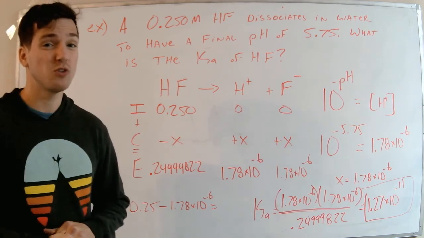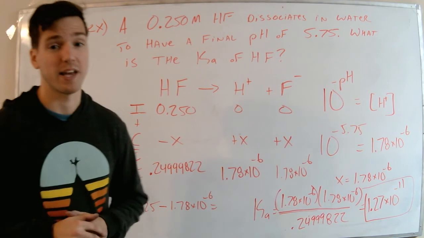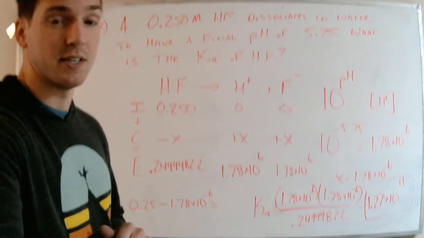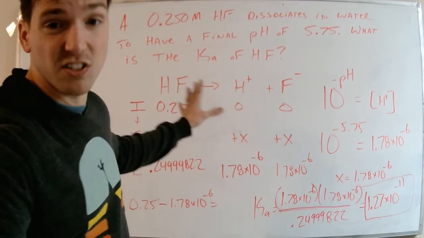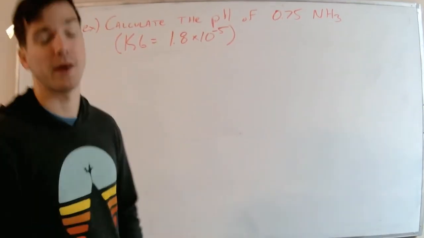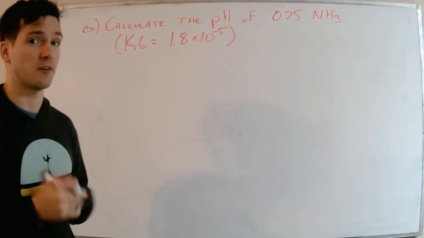We can also do this with Kb. If you want to be done now, go ahead, because I know this video is running long. But let me do one example with Kb so we know that this doesn't just deal with acids, but it deals with bases too. All right, everybody, so let's do a calculation with an ice table with a weak base.